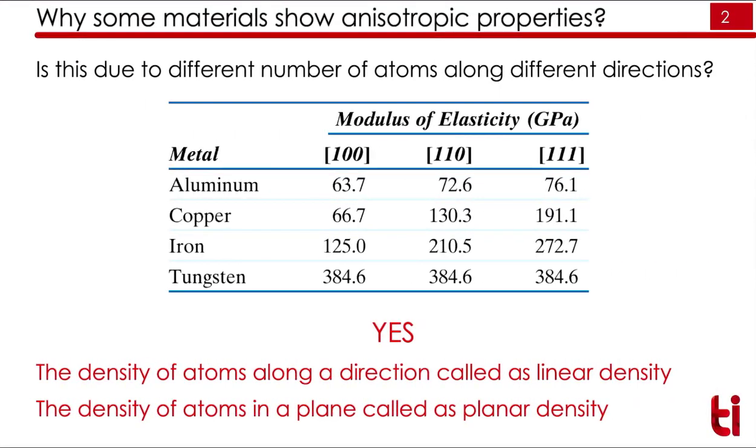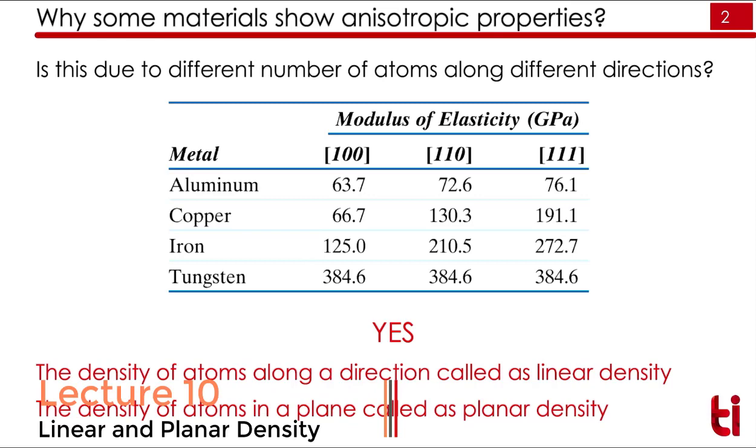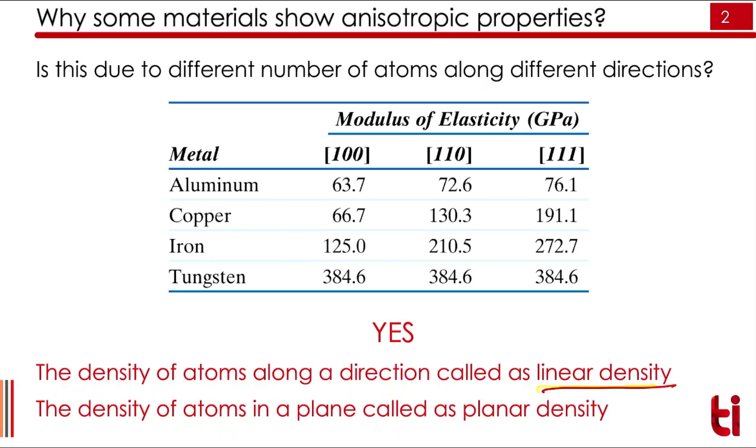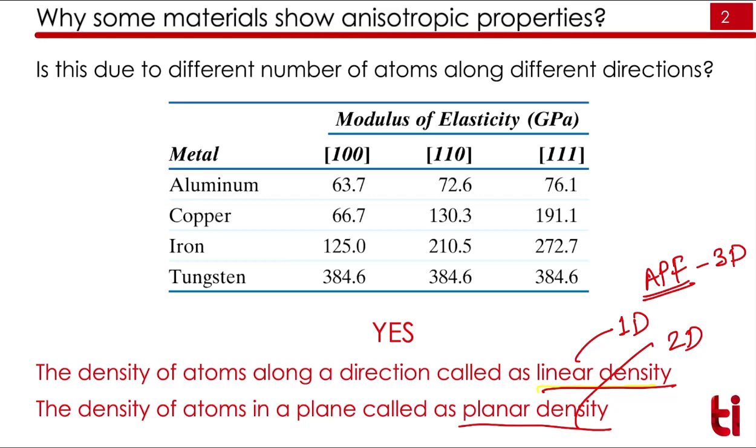So the first question is, what is meant by linear density and what is meant by planar density? A density along a line, we call linear density. If we measure the density of a plane, that is, the number of atoms inside that plane, we call it planar density. These are the 1D and 2D analogs of atomic packing fraction. Atomic packing fraction gives the density in 3 dimensions.